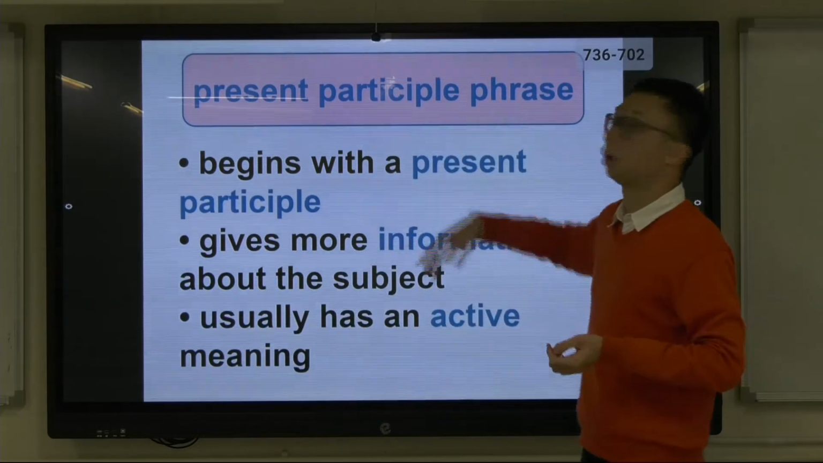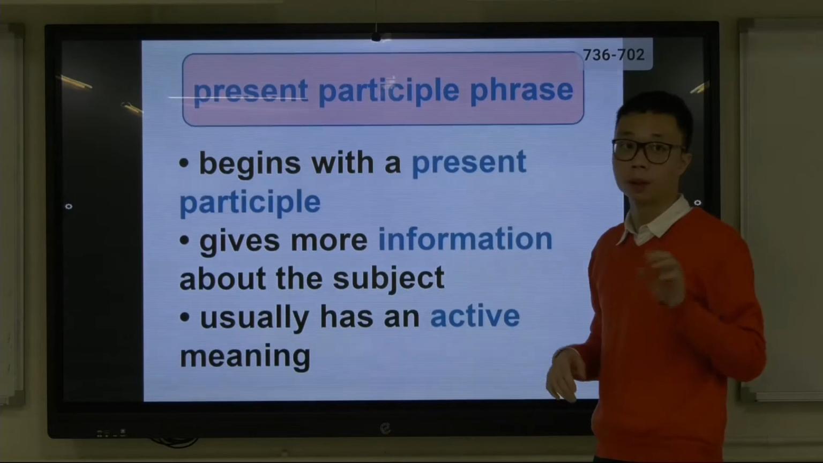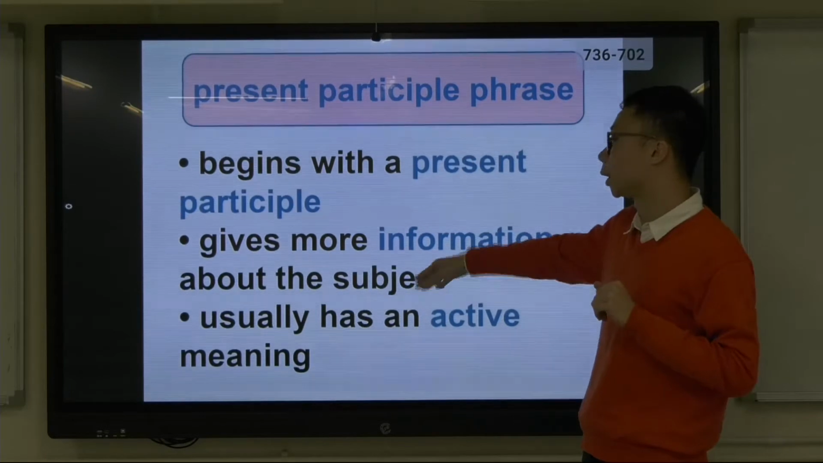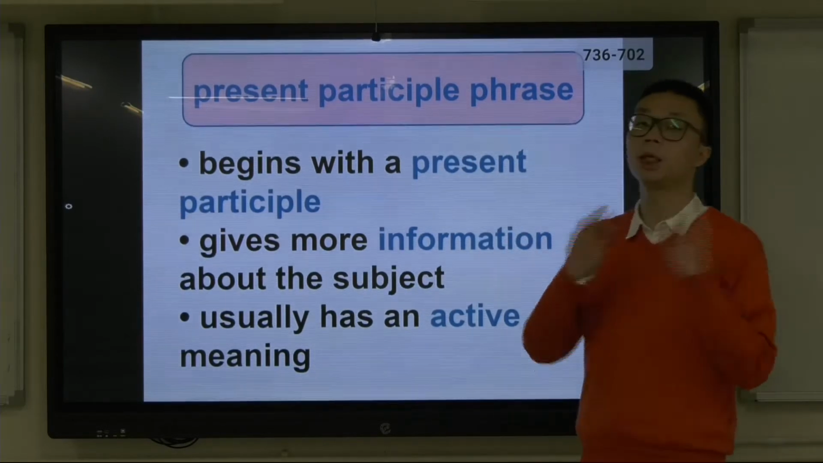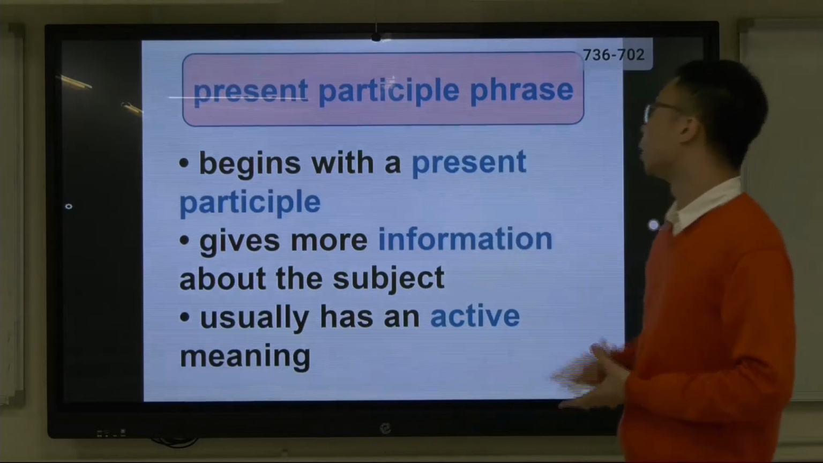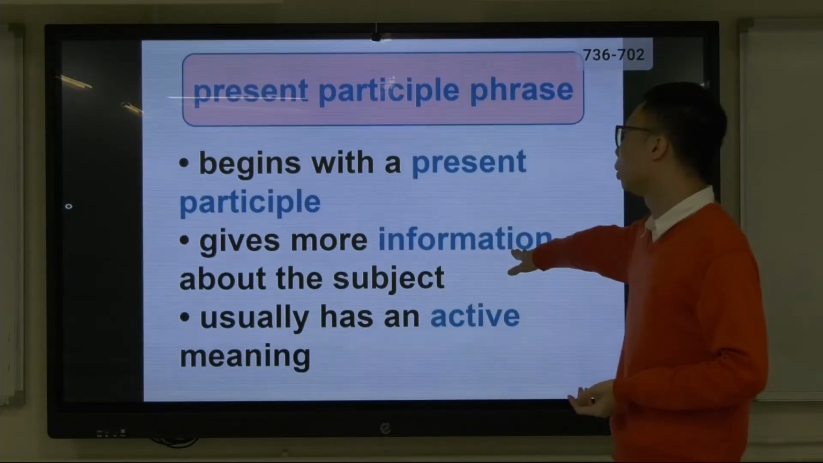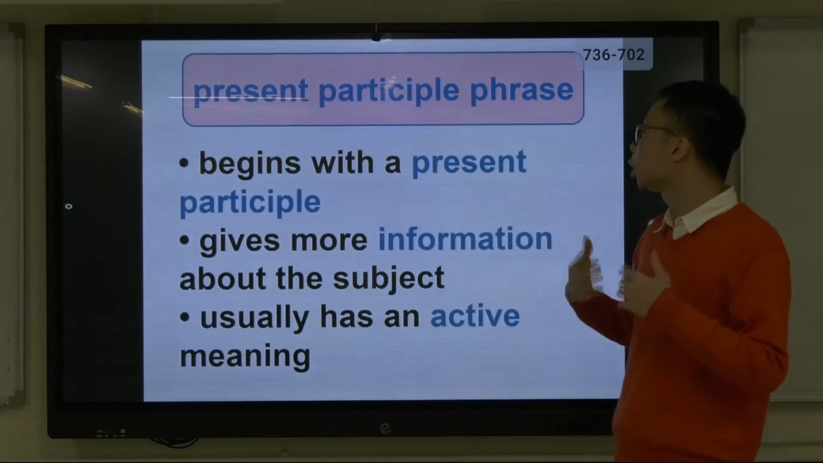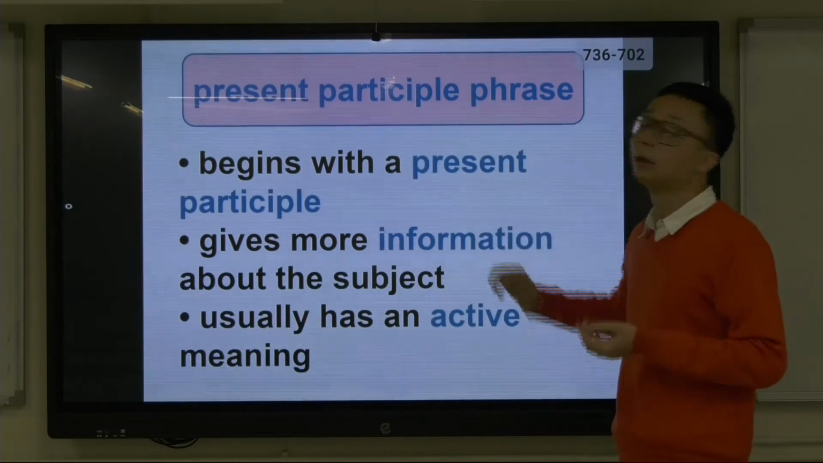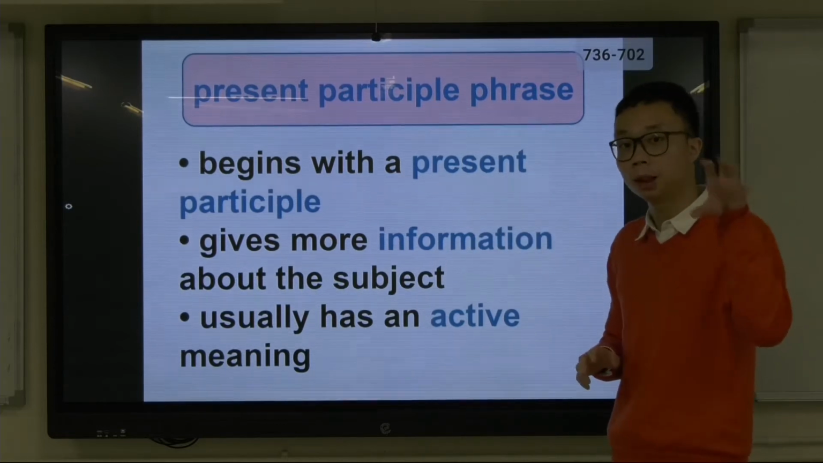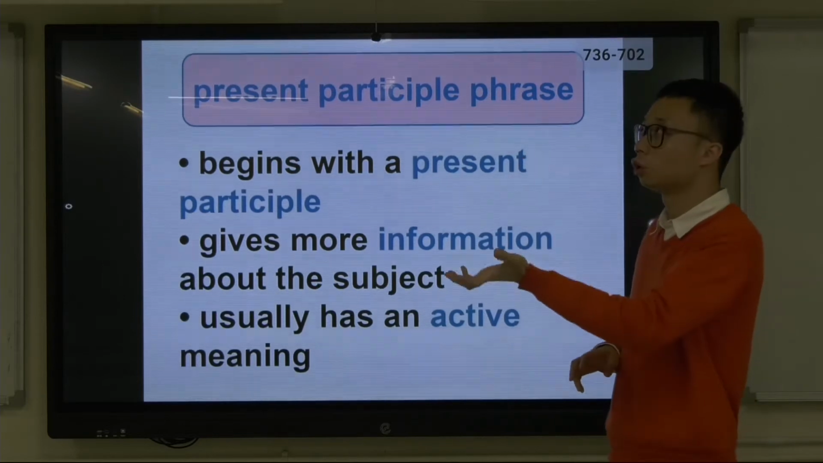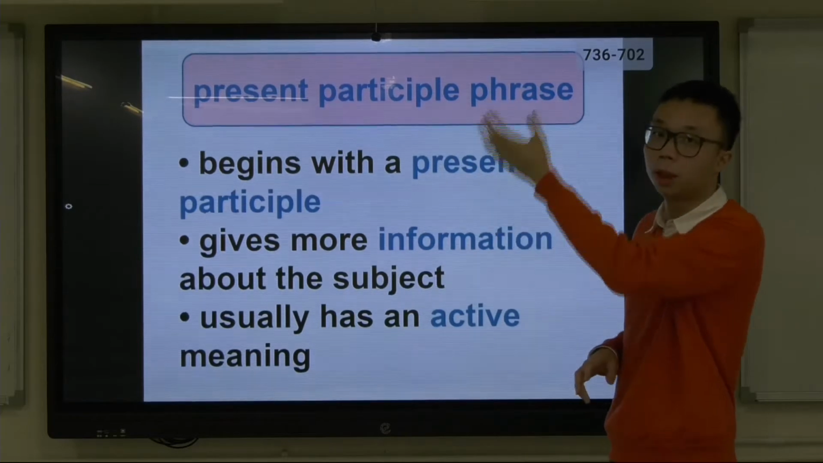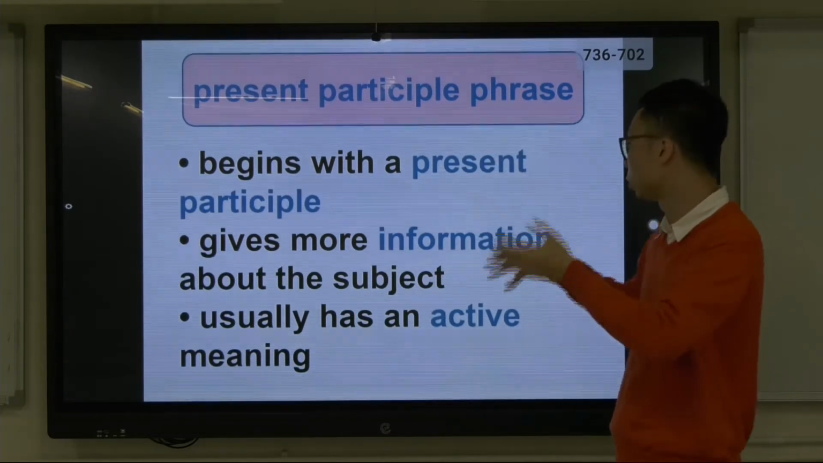Now we know what a present participle is and what a present participle phrase looks like. What does it do? How does it help us? It gives more information about the subject. So this is the keyword, information. 我哋就可以俾多啲資訊佢有關呢個嘅subject. In this case, it means the first 主語. For example, we are going to the park. We will be the subject, giving more information to the subject.